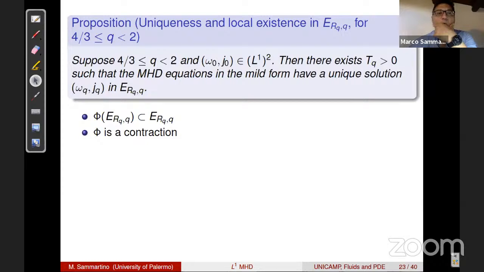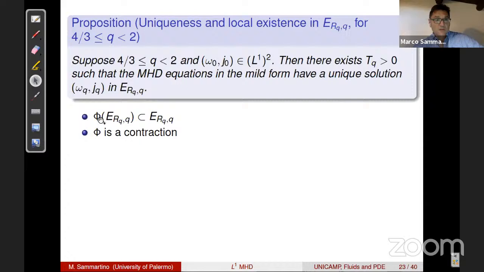Okay, so the strategy is to prove this proposition: uniqueness and local existence in this ball, when q is larger than 4/3 and less than 2. Suppose that q satisfies this technical condition. Then there exists a sufficiently small time T_q such that the MHD equation in the mild form has a unique solution in this ball, in the cutoff spaces.